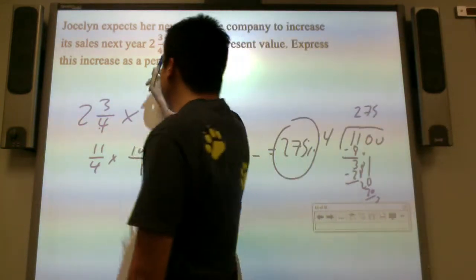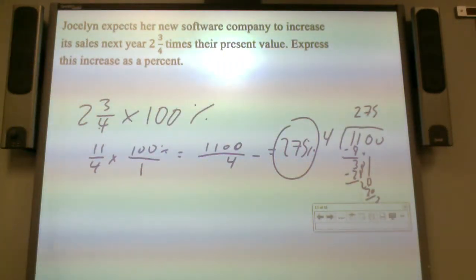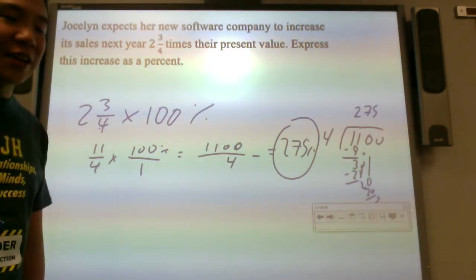So if a company said it's increasing 2 and 3/4 times, it's also saying it's increasing 275%.